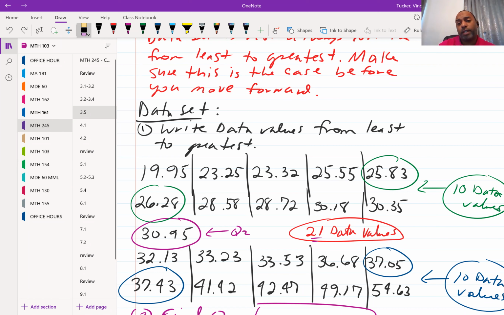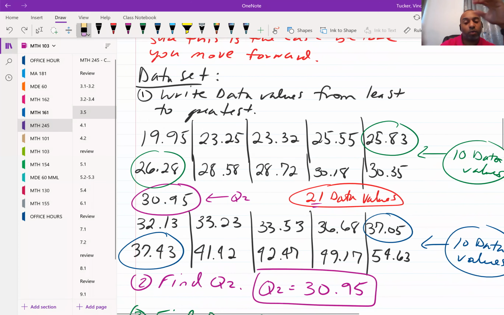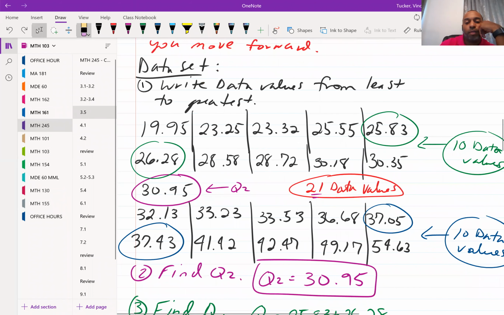So once again, I have 10 data values in my first half of data, 10 data values in my second half of data, but I have a legit middle value because I have 21 data values altogether. So remember, your median is just your middle value. And so that's going to be 30.95 for Q2. That splits my data set in half.